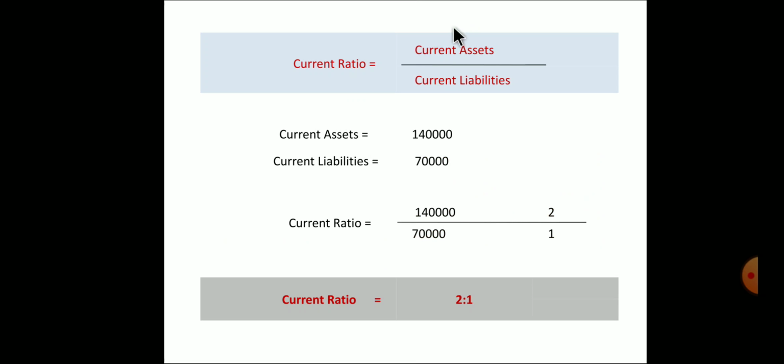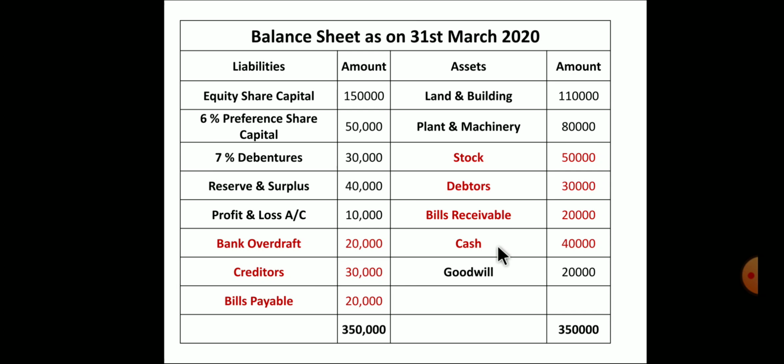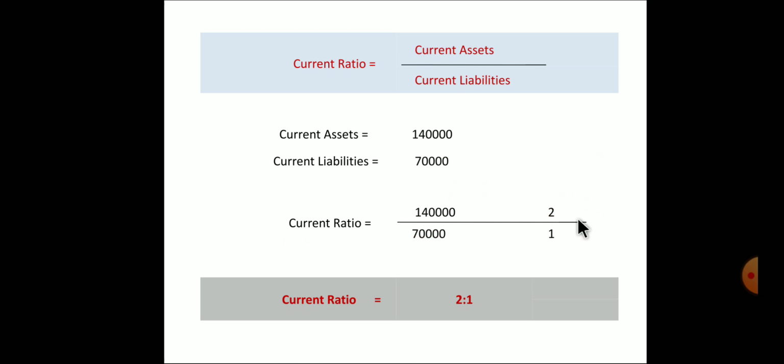Now we will find the current ratio. Current ratio is equal to current assets upon current liabilities. Current assets: stock, debtors, bills receivable and cash. 50 plus 30 is 80, plus 20 is 1 lakh, plus 40, total 1,40,000. Total current assets 1,40,000 and total current liabilities 20,000, 30,000 and 20,000, total 70,000. We use the formula current assets divided by current liabilities. Current ratio is equal to 1,40,000 divided by 70,000, total 2 is to 1.